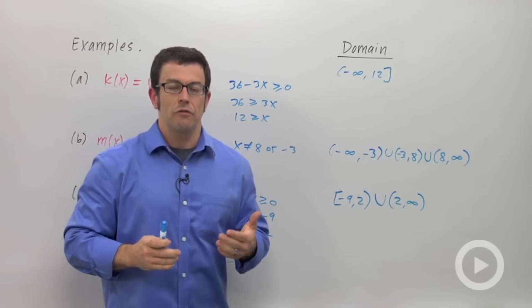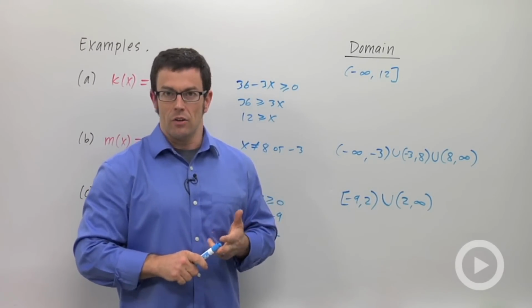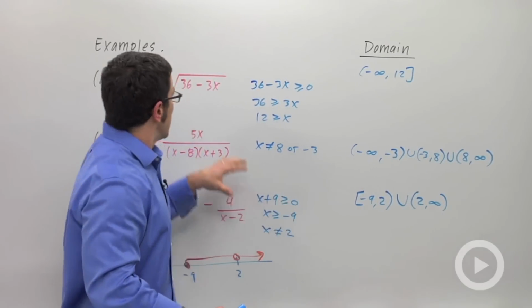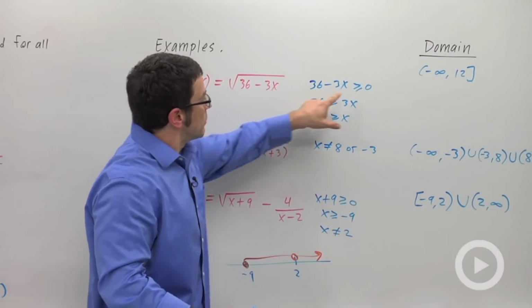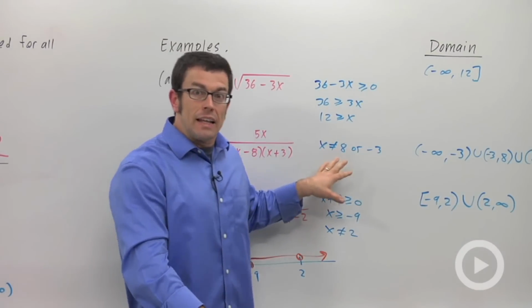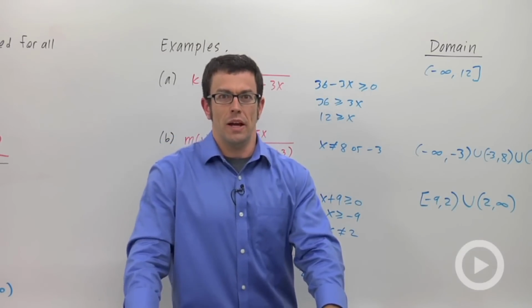So that's how we find domain. We basically look out for 2 things, division by 0 and a negative in the radical. We can't have either of those things. And so as long as you start off by saying whatever's in the radical has to be greater than or equal to 0, and whatever's in the denominator has to not equal to 0, then you'll be easily able to find the domain of a function.